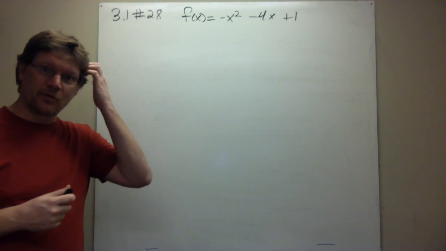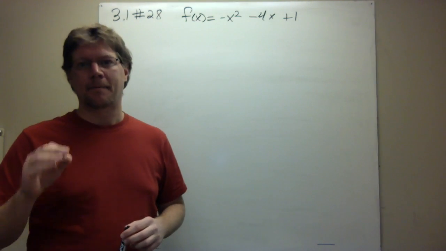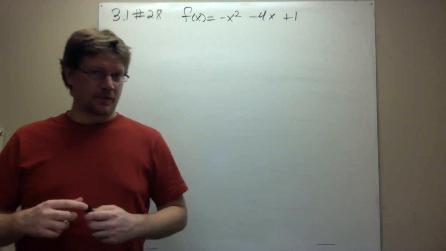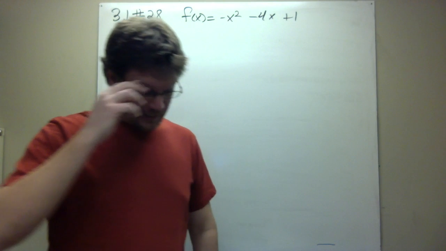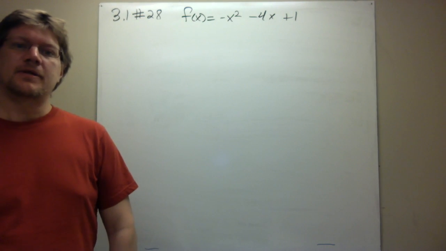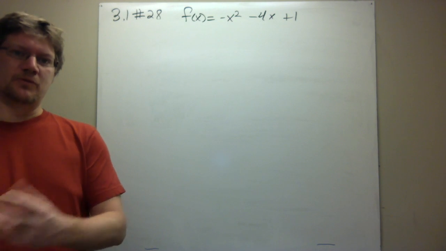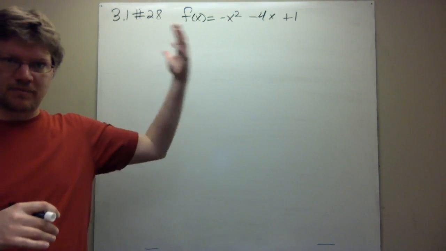Section 3.1, number 28. We're given that f of x is equal to minus x squared minus 4x plus 1. We're asked to describe the graph of the function and identify the vertex and use a graphing utility to verify your result. I will leave you to graph this yourself. It's very easy to plug into graph or y equals this.